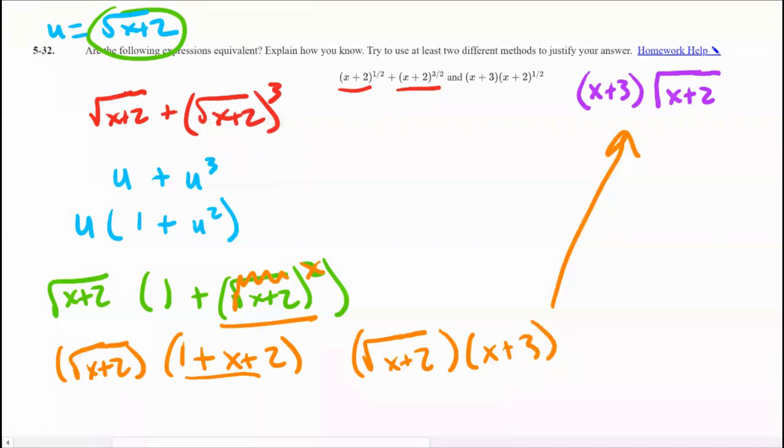There are a couple other ways to do this as well. There are lots of different possibilities, but those are the two that come to mind when I look at it to start. But there are lots of ways to show that these two things are equivalent.